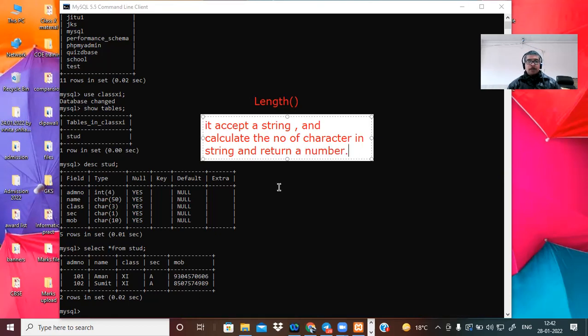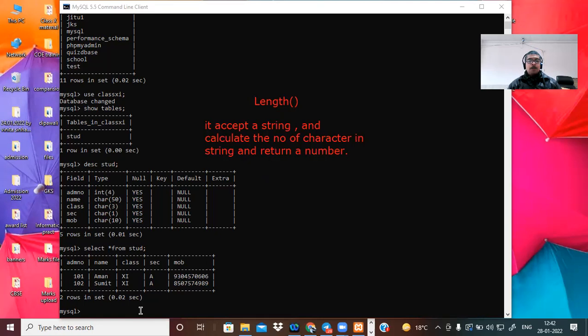Now let's see. Only for you, I am teaching you this thing. Now you see here. Select LENGTH, length. Now I am writing here P-A-L-L-A-V-I. Now Pallavi, what will it return?